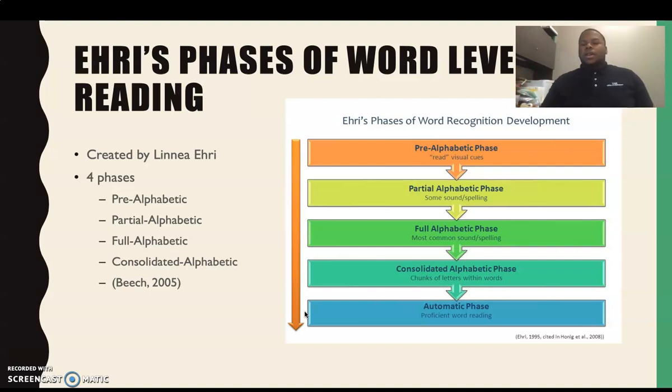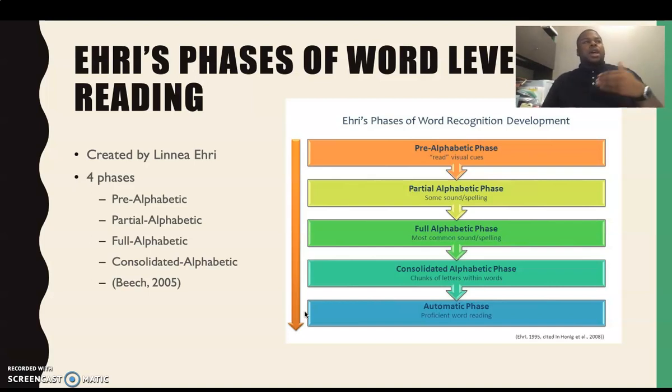So the consolidated alphabetic phase, chunks of letters within words. There are certain sounds that we hear in words that make up that sound, and you're trying to grasp those together to put them together. And then I saw there were 4, but I decided to put this one on here because there's actually a 5th one, and it's automatic phase. Granted, I didn't put it in this presentation, but I did want to put it in this description.